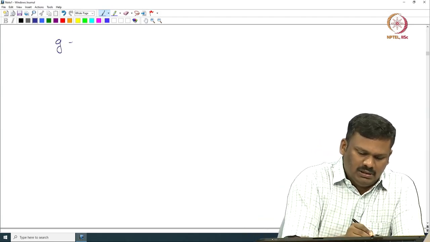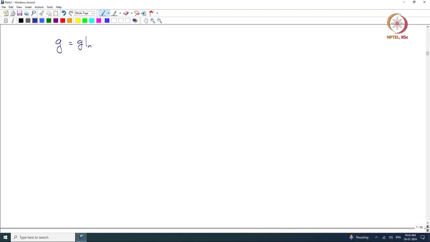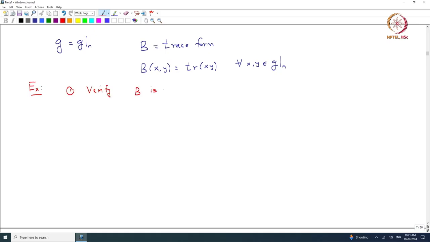Because we are only interested in GLN or SLN, let's do some basic computation. Let's take G to be GLN. We can take B to be the trace form, that is, B of xy is just the trace of xy. GLN acts on CN naturally, so this trace form is associated with that natural representation. We are treating elements of GLN as matrices. It is easy to see that this trace form is indeed non-degenerate, so I will leave it as an exercise: verify B is non-degenerate.